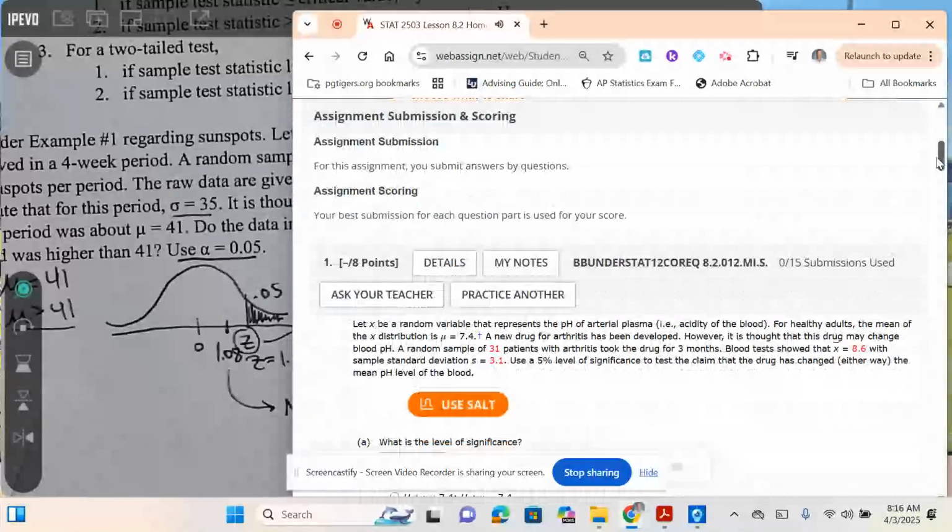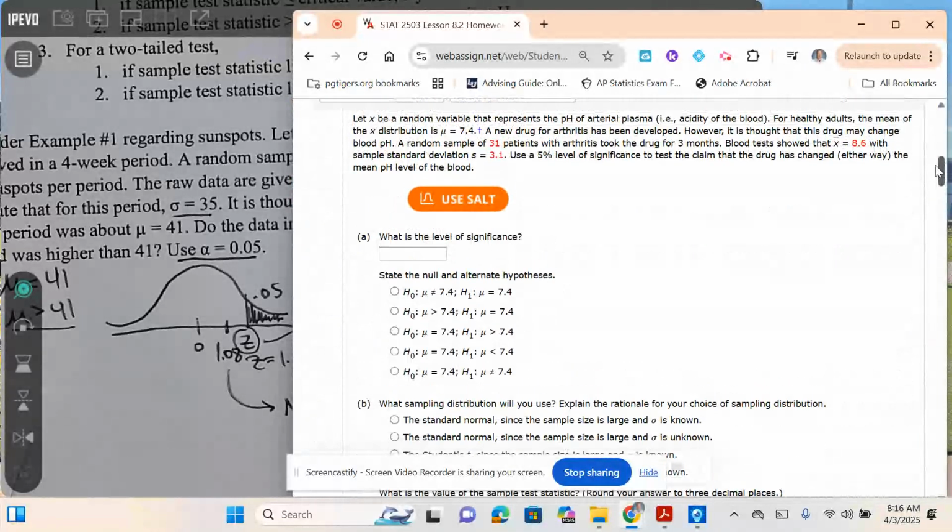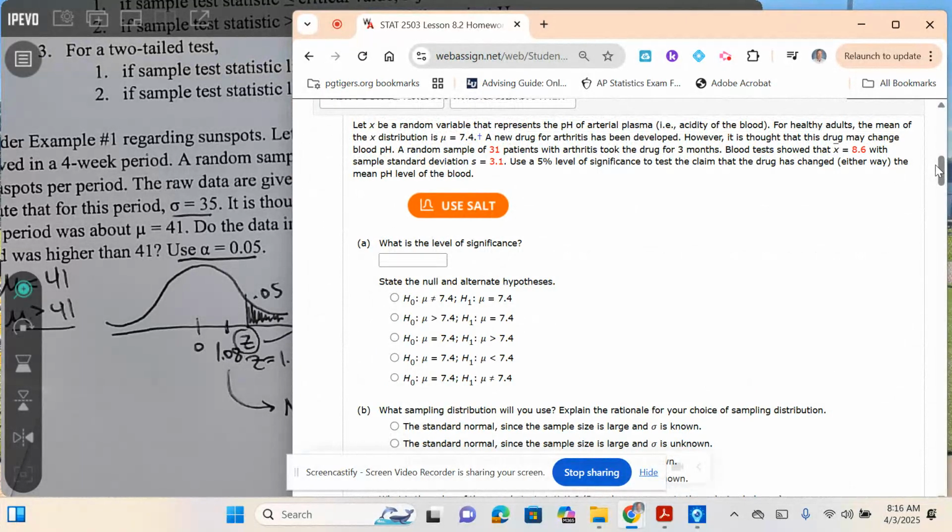All right, 8.2 homework. Let's look at number one. Let X be a random variable that represents the pH of arterial plasma. For healthy adults, the mean of the distribution is 7.4. A new drug for arthritis has been developed. However, it's thought the drug may change the blood pH.